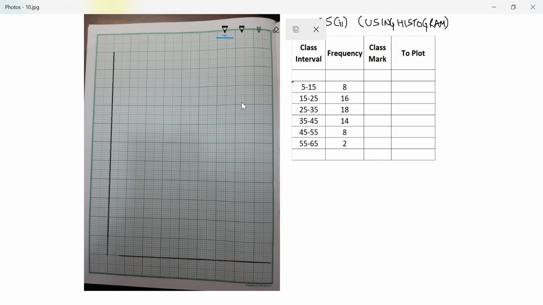Using histogram, I will still need to figure out in my mind what I need to plot. So I know my previous frequency to this would be negative 5 to 5. I notice that this is continuous, so I don't need to do anything. Negative 5 to 5 will be my previous frequency. And then the last one will be 65 to 75. My frequency will be 0 and my class mark here will be 0, 10, 15 plus 5, 20.